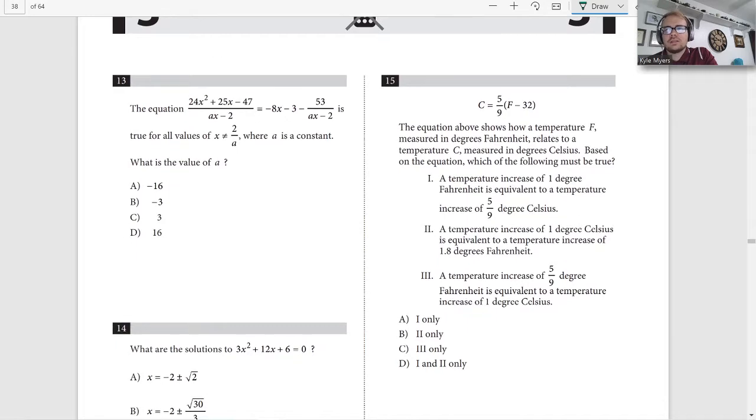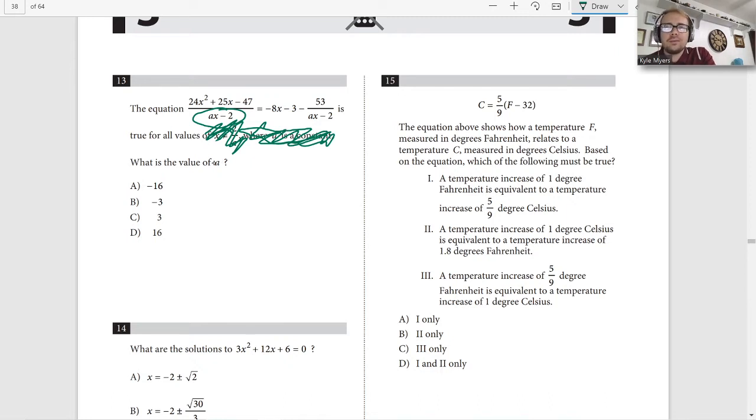Number 13. So in the equation blah, blah, blah, blah, X is not equal to 2 over A. They only have to say that because the denominator can't be equal to 0. So this is not really important information. A is a constant, also not really that important. What's the value of A?